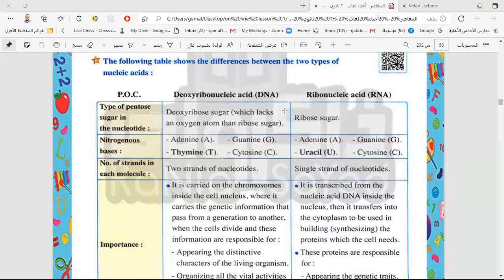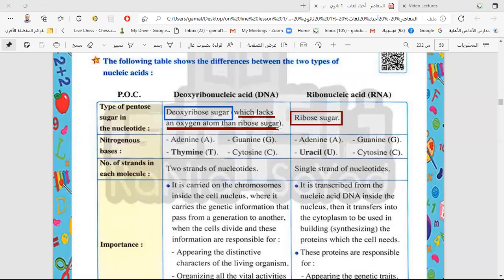First, DNA contains a pentose sugar called deoxyribose sugar. But in RNA, the sugar is called what? The sugar is ribose sugar. The difference here is the lack of one oxygen atom in the ribose sugar, so we call it deoxy. Deoxy means there is one oxygen atom less than the normal ribose sugar.